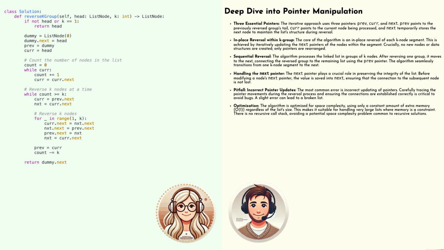Mm-hmm. It's starting to make sense, but I've got to admit, I'm still a bit fuzzy on how we actually do the link reversing within each group. Yeah. Like, how do we actually swap those pointers around? Let's break that down a bit more. Imagine we have a group of 3 nodes that we want to reverse, node 1, node 2, and node 3. Initially, node 1 is pointing to node 2, and node 2 is pointing to node 3. Right, standard linked list stuff.